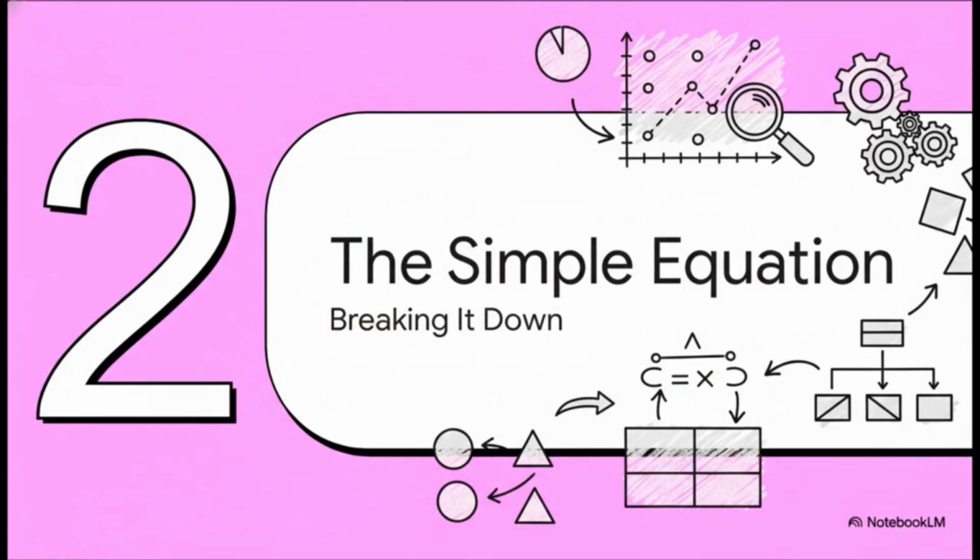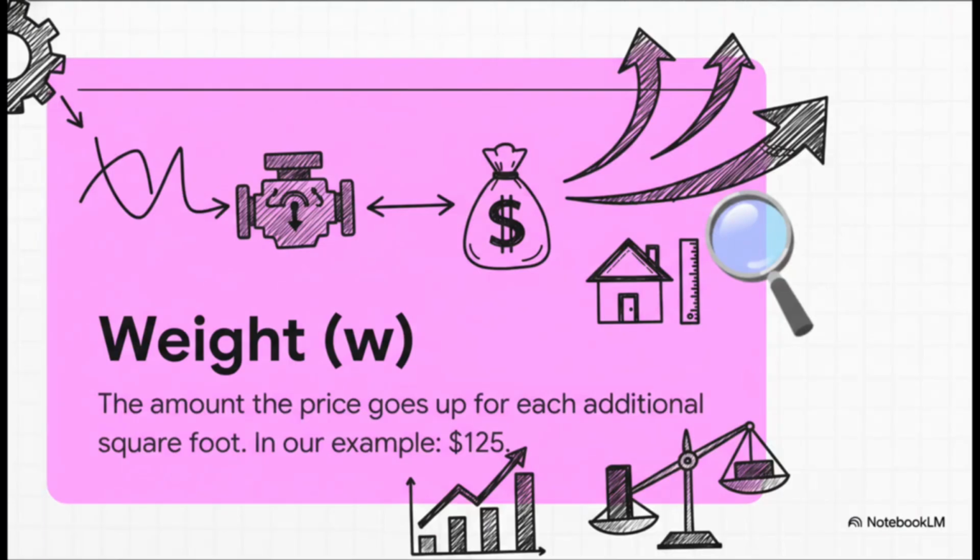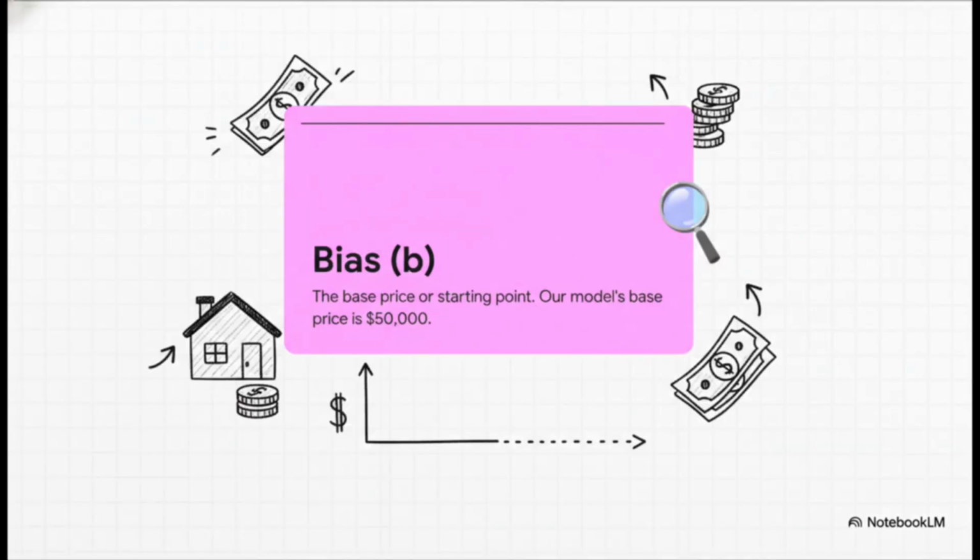Now, this might be giving you some flashbacks to high school math class, but stick with me. Each letter here plays a really critical role. So let's break down exactly what each part of this simple equation actually does. First up is w, which stands for weight. Think of the weight as how much something matters. For our housing example, the weight is $125. This means for every single additional square foot of space, our model predicts the price is going to go up by exactly $125.